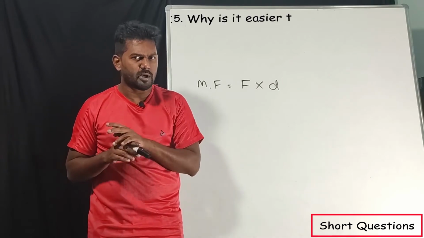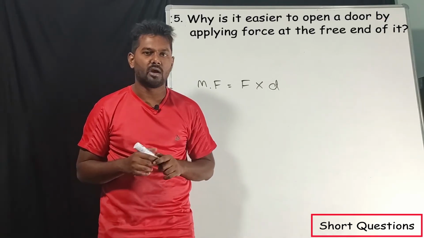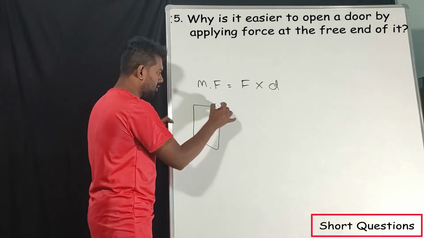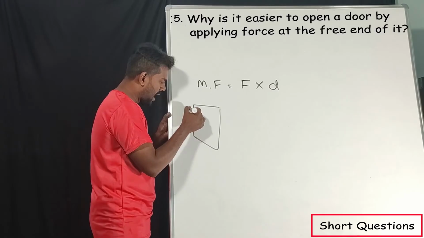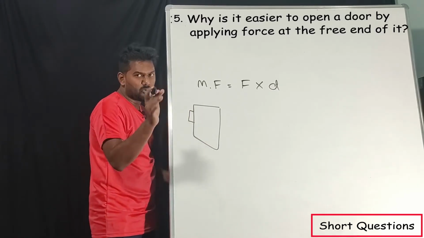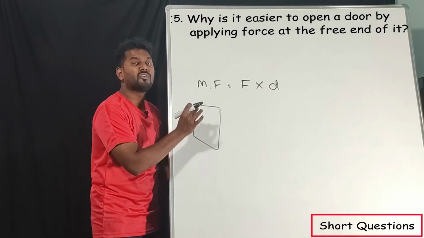Why is it easier to open a door by applying a force on the free end of it? Okay, what do you mean by that? First, assume there is a door. There will be two ends of a door. One which is connected to a wall and the other end is called the free end.